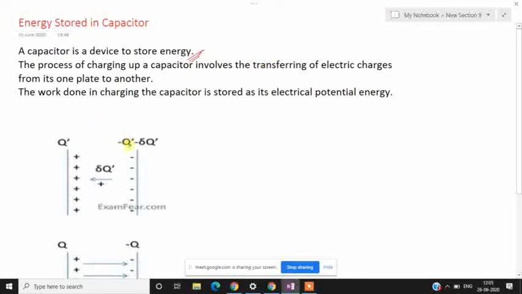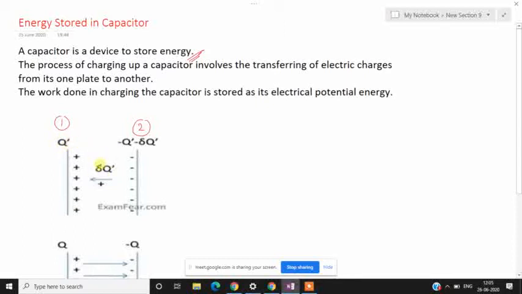Suppose you look here, I have a parallel plate capacitor. When you're charging it, the charge will transfer from one plate to another plate. I'll name this plate 2 and this plate 1. Now the charge is transferring from plate 2 to plate 1. When the charge leaves plate 2, plate 2 becomes negative and plate 1 becomes positive. This goes on like that.